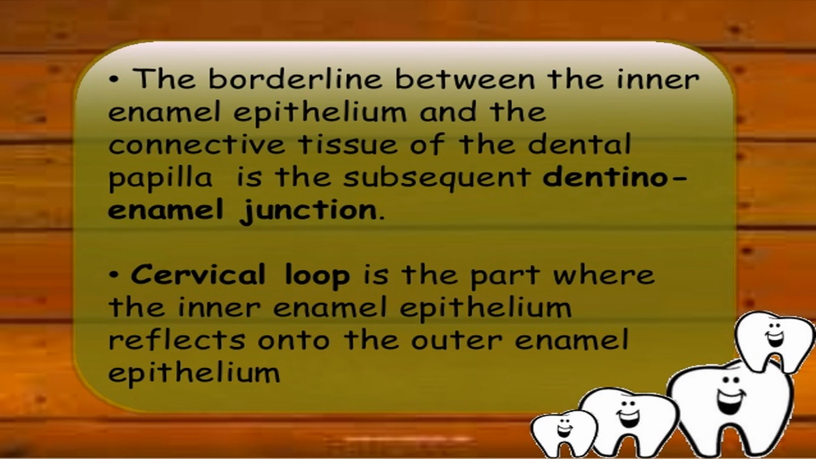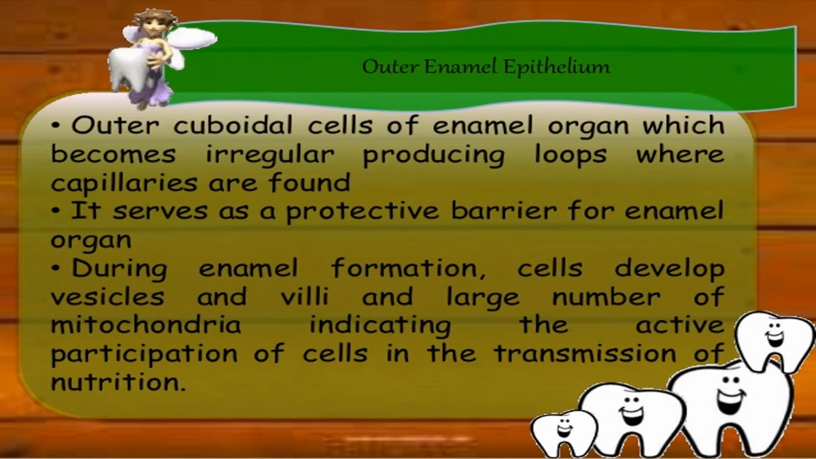Outer enamel epithelium. The outer cuboidal cells of the enamel organ become irregular, producing loops where capillaries are found. It serves as a protective barrier for the enamel organ. During enamel formation, cells develop vesicles, villi, and a large number of mitochondria, indicating the active participation of cells in the transmission of nutrition. The outer enamel epithelium helps in the transmission of nutrition to the cells.